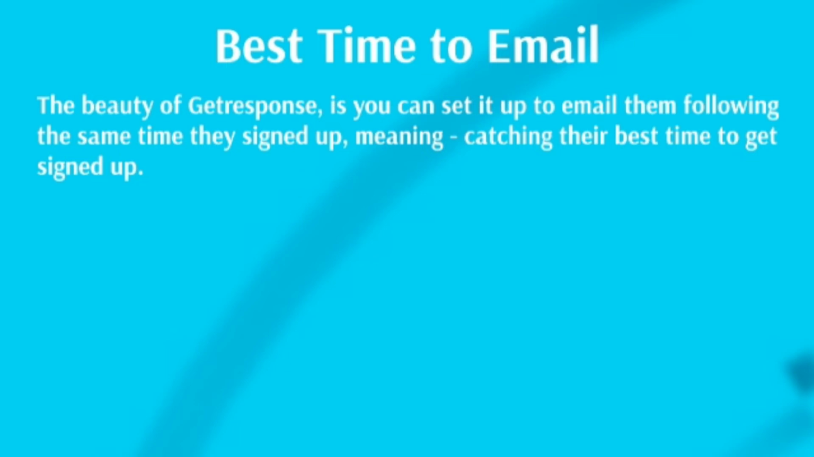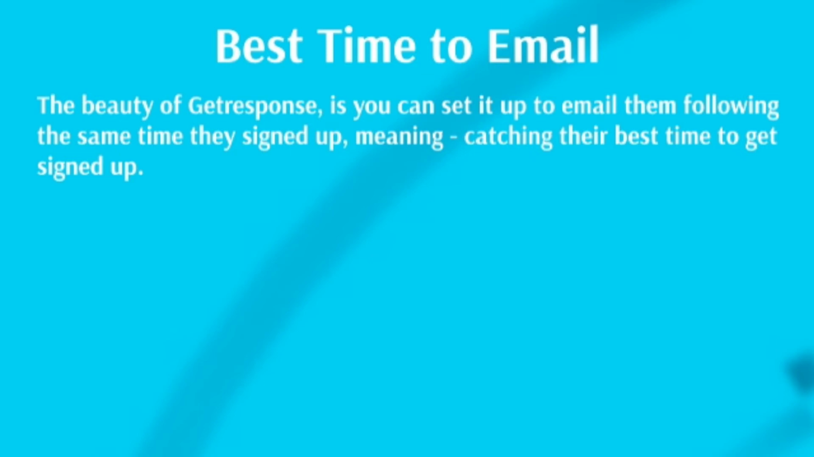Now, the beauty of GetResponse is that you can set it up to email them following the same time that they signed up, meaning you can catch them at the best time. So let's say, for example, that one of your subscribers signed up on Wednesday at 3 p.m. GetResponse will actually detect that, and you could set that within your email autoresponder system and say, okay, email them every day at 3 p.m. or every week on Wednesday, 3 p.m.